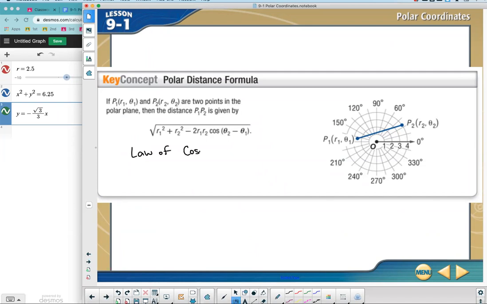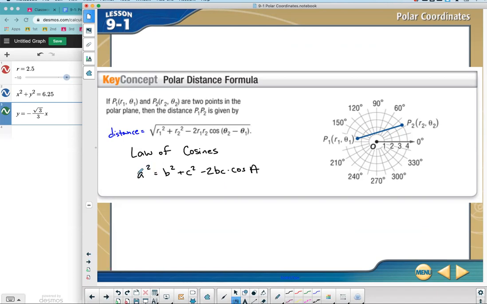So earlier in the school year, in chapter 4, I think lesson 7, I gave you 3 formulas for the law of cosines. I'm just going to give you the first one, which said that a squared equals b squared plus c squared minus 2bc times the cosine of angle A. Well, here's what they do to get this polar distance. They say, well, the distance equals all of this square root.